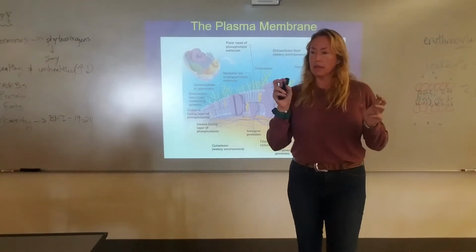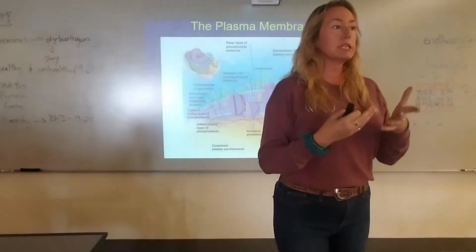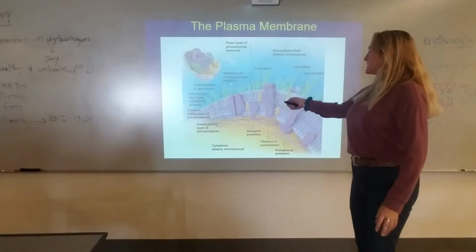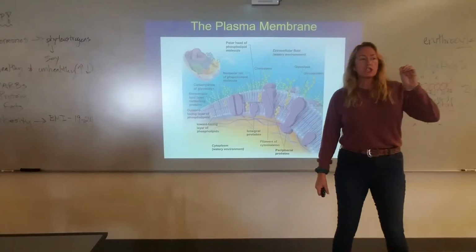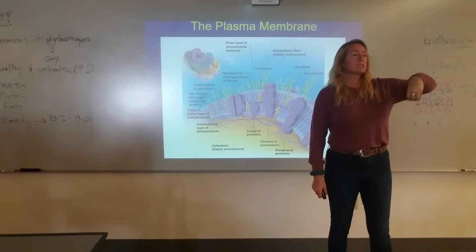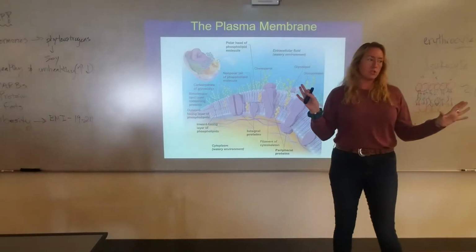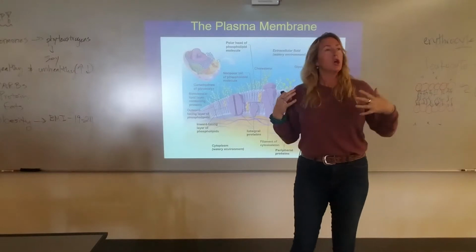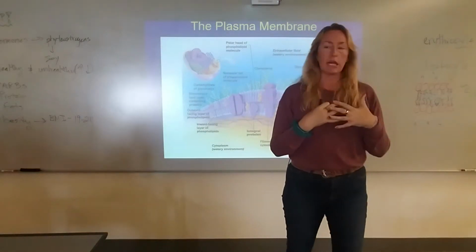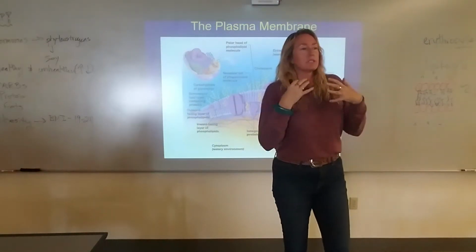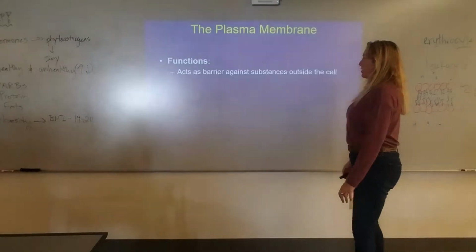So you've heard that language before, right? The plasma membrane is selectively permeable. That means it selects which things can get in and which things can get out. Not everything can just cross. You don't want that, right? Just like your skin on the outside of your body. You don't want everything penetrating through and getting through to the core of your body. So it's like a casing that's selectively permeable.